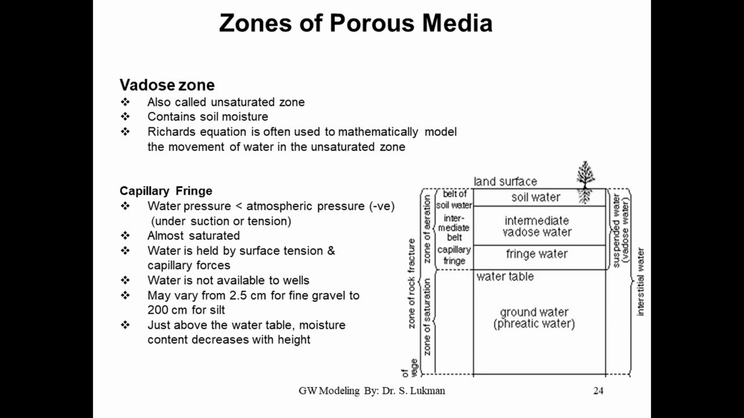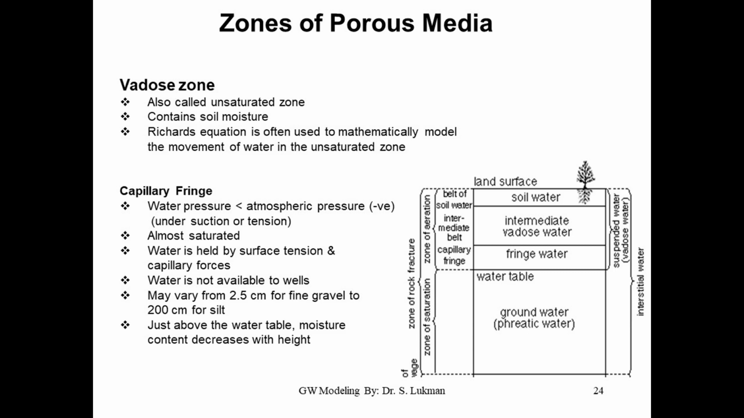And here you have the soil water, and then we have the intermediate vadose water, and we have the fringe water. The fringe water is the water at the capillary fringe. We are going to discuss what the capillary fringe is. It's like an intermediary between the unsaturated zone and the saturated zone. So it is not fully saturated, yet its moisture content, the amount of water it has, is almost saturated, and it overlies the water table.